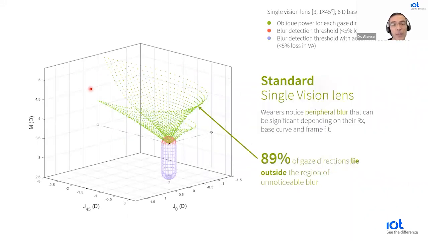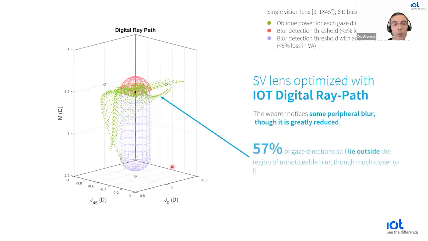This is the standard spherotorical lens, and we can see that the cloud of points corresponding to oblique power is very large. There are points separated by more than 2 diopters from the target point, and basically all the viewing directions are outside the region with non-discernible blur. In other words, for any oblique direction, we will appreciate some blur in this lens design, and quite a lot of blur.